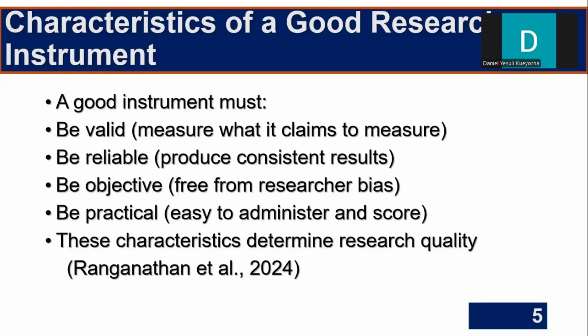Okay, this instrument should be valid. It must be valid, that is, it measures what it claims to measure. So the instrument should be a valid one and it should be reliable. When we are saying valid, it should achieve the aim of the research, what the research intends to achieve. The instrument should be able to help you achieve that, and it should produce a reliable result. Then it should be objective, that is free from researcher bias. Then it should be practical, that is easier to administer and score. And these are characteristics that determine research quality.